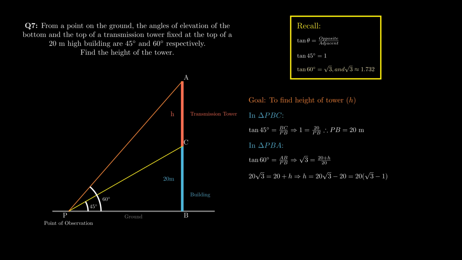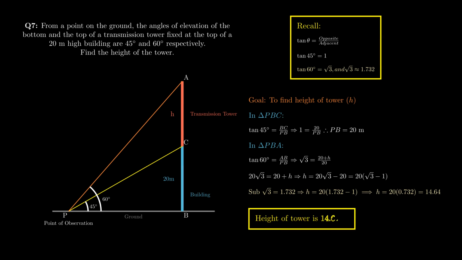Solving this gives h equals 20 times root 3 minus 20. By substituting 1.732 for root 3, we calculate the final height. The height of the transmission tower is 14.64 meters.